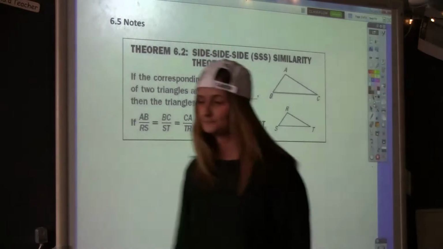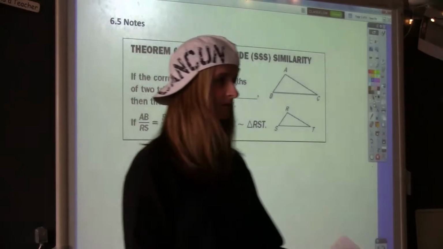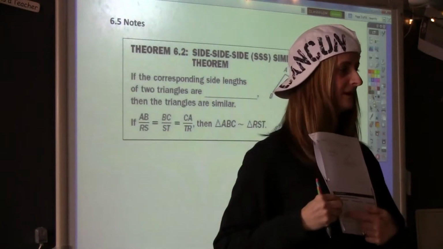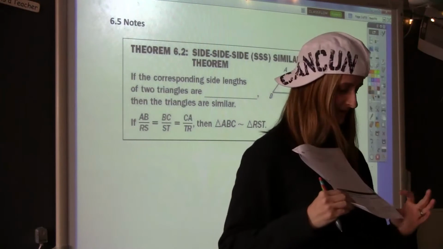All right, so today we're going to learn the last two methods to prove triangles similar. Last time we learned about angle, angle. And we're going to learn about side, side, side, and side, angle, side.